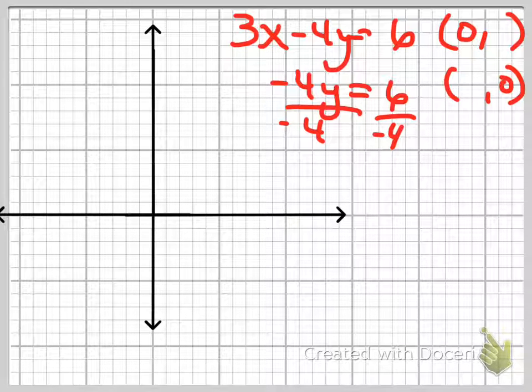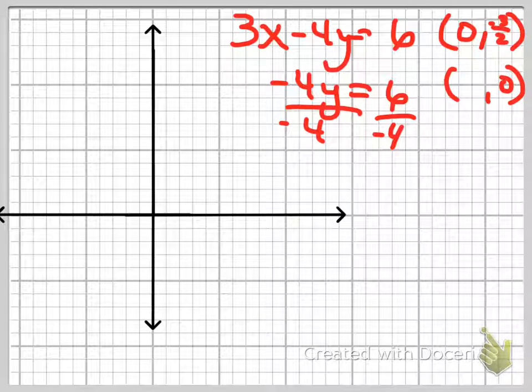Negative 2 over 3. 3 over 2. Is that what we said? Yes, 3 over 2. Okay, so let me see if I can fit it in there. It's so teeny. 3 over 2. Now, that's kind of hard to know. Where in the world is 3 over 2 on the graph?